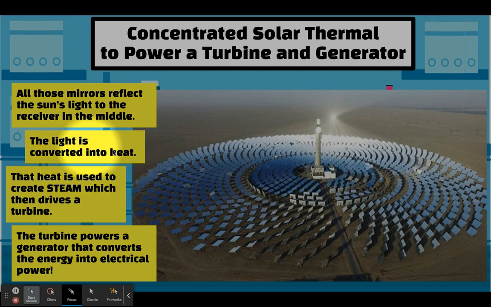That light is then converted into heat by that receiver in the middle. That heat is used to heat up a water tank, which then creates steam, which, just like a lot of the other power plants, drives a turbine. And that turbine powers a generator that converts all of that energy into electrical power, finally. So, although this is my favorite and the most beautiful kind of solar energy, you can't rely on it unless you live in a certain climate.